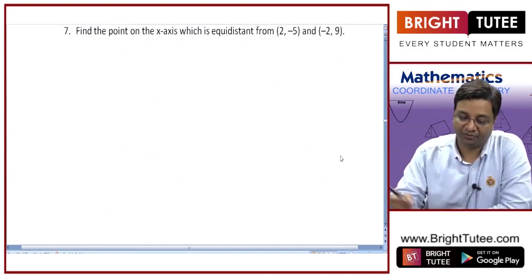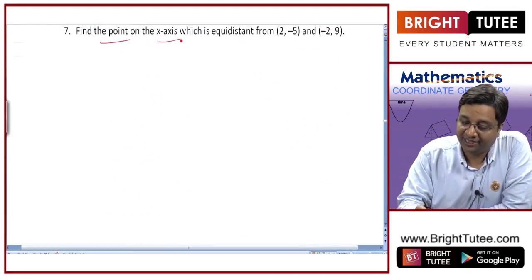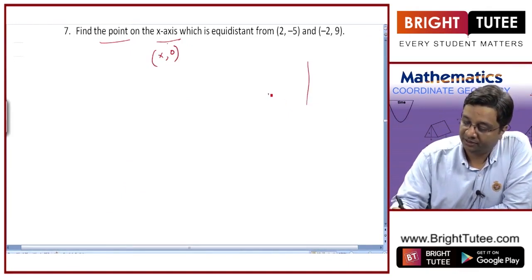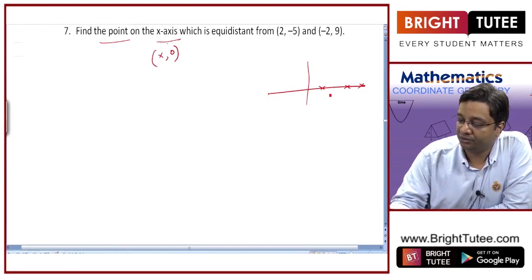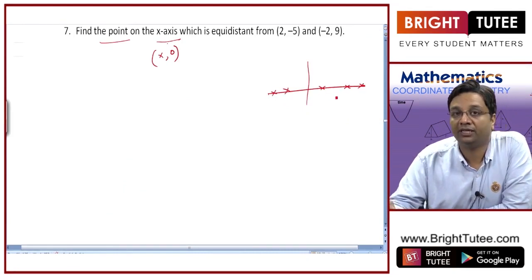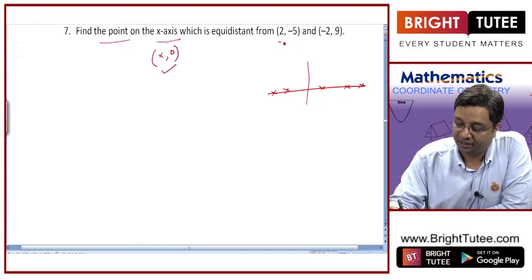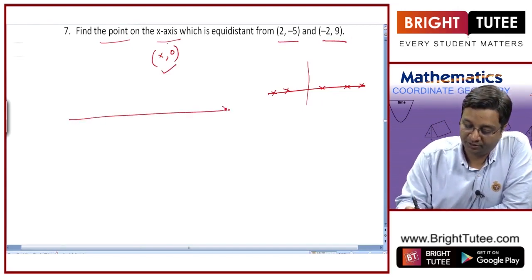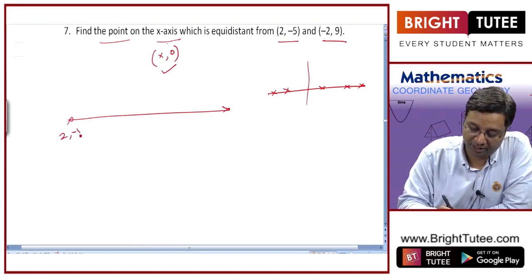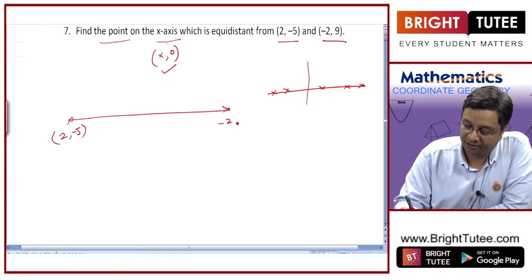Okay, let's do this question. Find the point on the x-axis. Any point on the x-axis will be of the form (x, 0), right? Any point on the x-axis will have y coordinate 0. So let's consider this is the point. Now this is equidistant from these 2 points. What are these 2 points? (2, -5) and (-2, 9). So these 2 distances are equal.